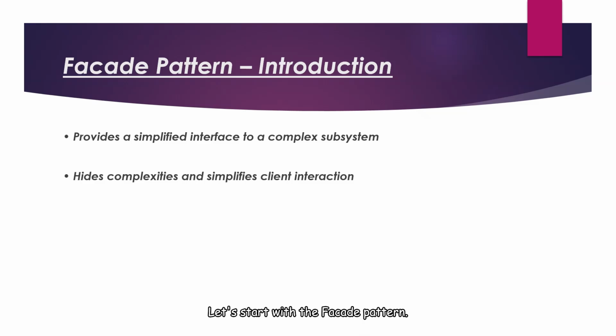Let's start with the Facade pattern. Imagine you are interacting with a complex system, but all you need is a simple interface to get your work done. That's exactly what the Facade pattern provides. It defines a high-level interface that makes a subsystem easier to use by hiding its complexities. The Facade does not modify the subsystem, it just makes it easier for the client to interact with it. This pattern is particularly useful in large applications with multiple subsystems where you want to reduce the dependency between subsystems and client code.